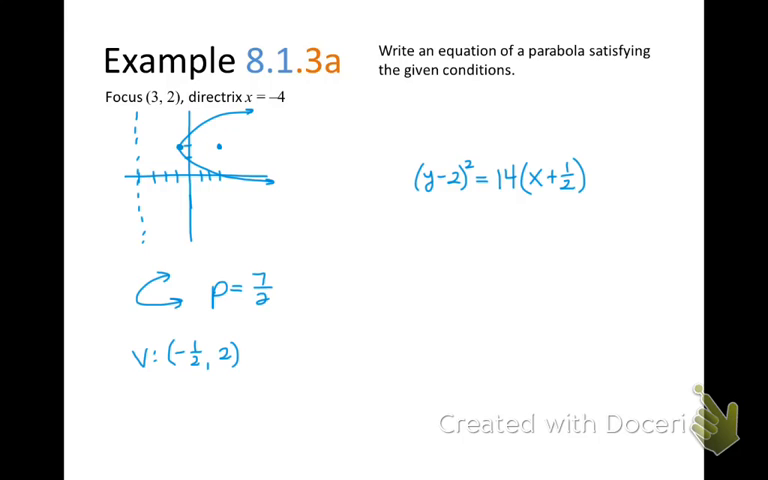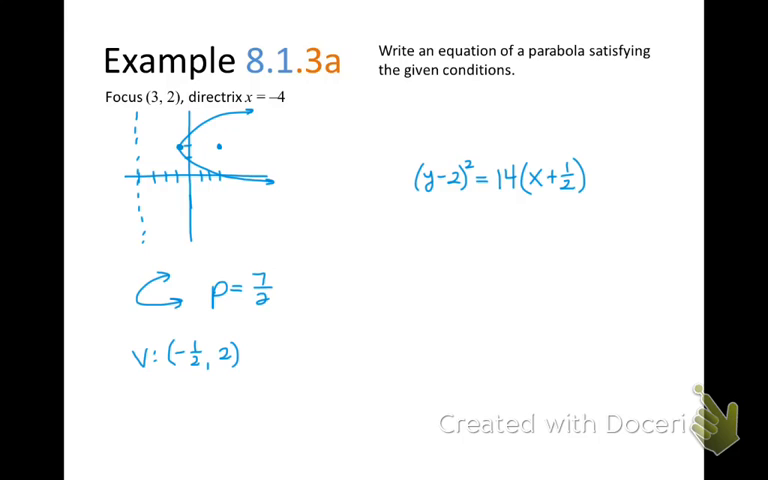Questions on that? Do you always put the x coordinate of the vertex with x, like y minus 2, where 2 is the y coordinate of the vertex? Is y always paired with the y coordinate of the vertex, and x with the x coordinate? Yes, no matter what. Yep. All right. Can you explain how you get 14 one more time?